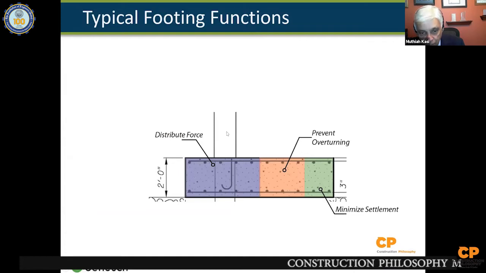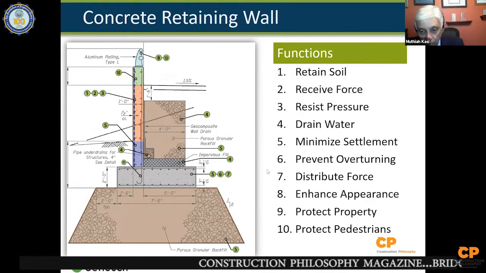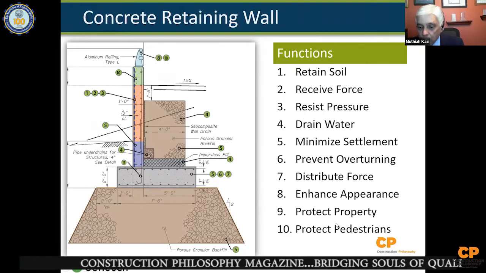It distributes the force to a certain amount. Then in order to prevent overturning, you have to increase it. Then to minimize the settlement, increase it more. And that's what you really see here. Then distribute force, I got 5, 6, 7. 8 is to enhance appearance with the handrail. And 9 is generally to protect the property. And 10, you want to raise the parapet so that people don't fall through, to protect pedestrians.